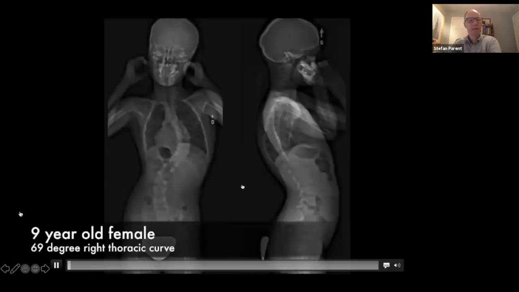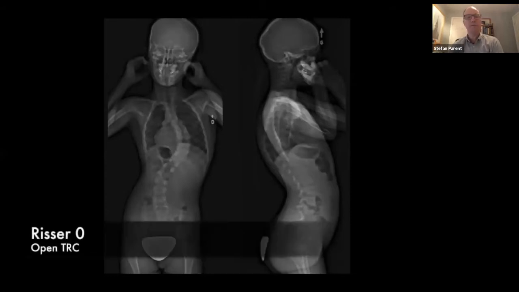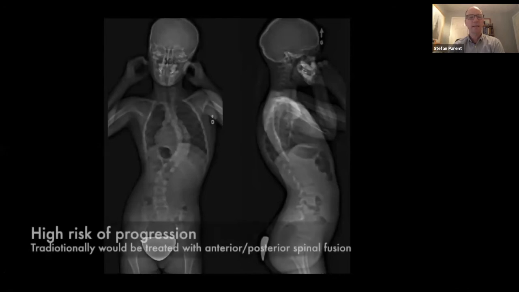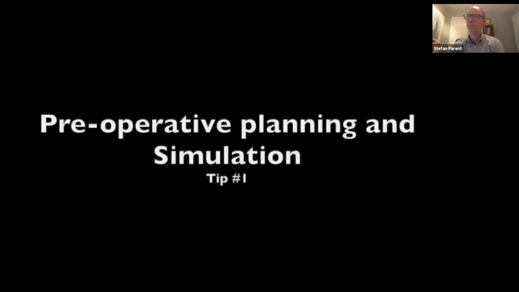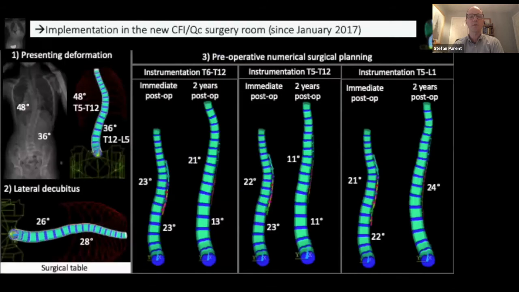We'll start with an easy case. That was my second case, a 9-year-old, open triradiate cartilage, Risser 0, 69 degrees, and high risk of progression. We had a long discussion with the family. And the first thing we did is that I had the luxury of working with Carl-Éric Aubin, who's an engineer in Montreal. And over the weekend, he did a simulation of that surgery over 2 years.